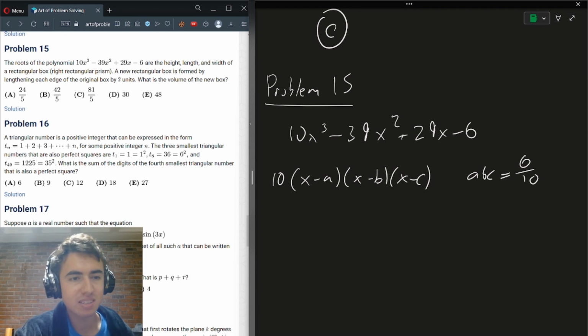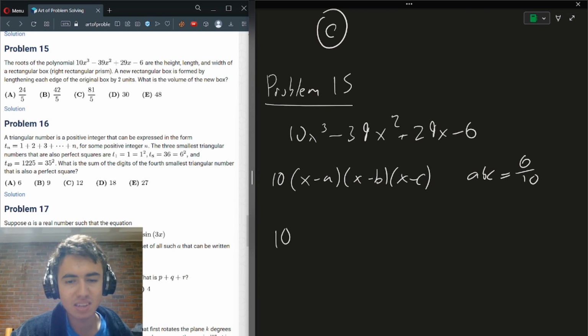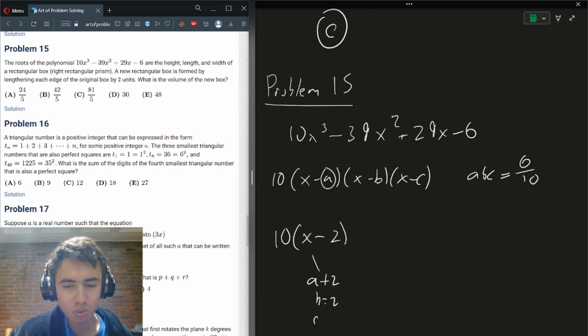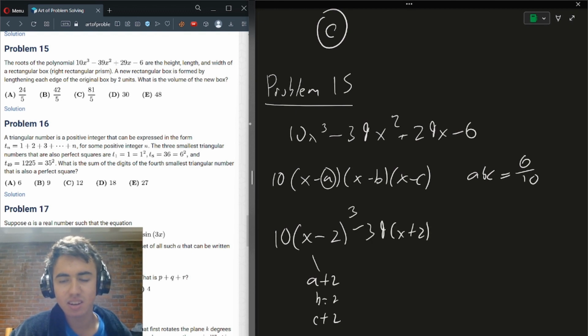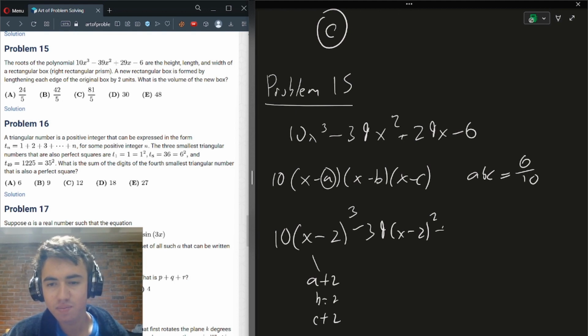Now, if we increase all of the side lengths by 2 units, let's think about what that means for the roots. If before, plugging in a worked, now we should plug in a plus 2. In other words, we should transform x to x minus 2. Because if you change x to x minus 2 and plug in a plus 2, b plus 2, or c plus 2, then we get back the original polynomial, and it will work out. So we want the polynomial that has the roots of the new box, with all the edges increased by 2 units.